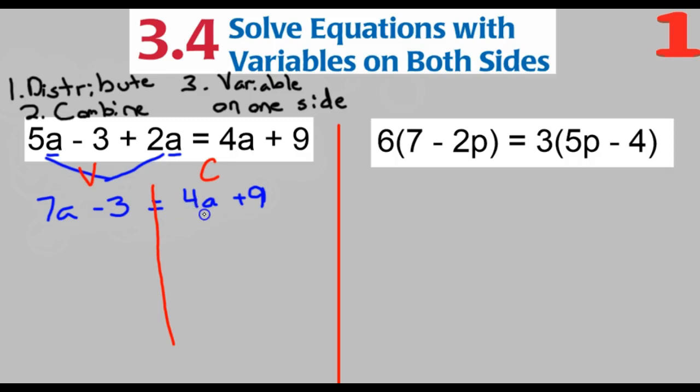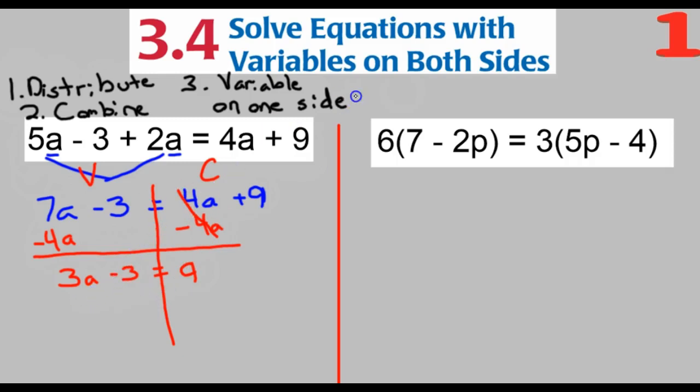So I'm going to move this 4A over to the other side. How I do that is a positive 4A, so I'm going to subtract it. I'm going to do the opposite. Subtract 4A from both sides. So what I get then is 7A minus 4A, which gives me 3A, minus 3 equals 9. Because 4A minus 4A cancels out because it gives me 0.